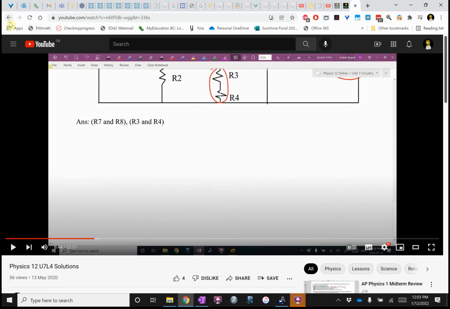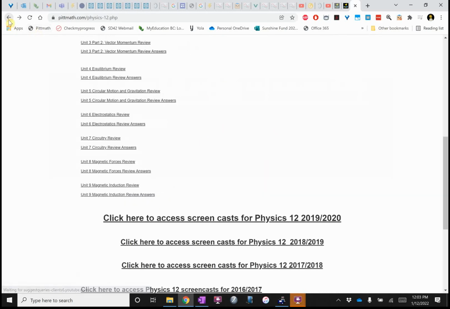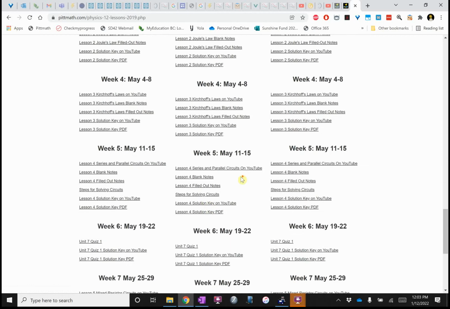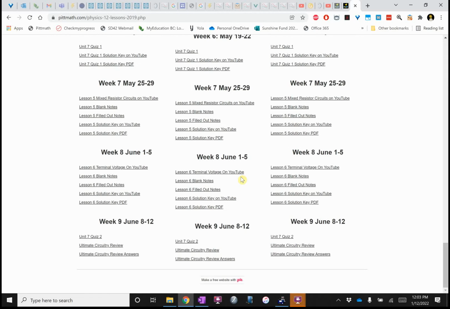So, how do you get there? Again, pitmath.com. Physics 12, click on the 2019-2020 ones. Scroll down to where it says online learning starts, and this will be all the circuitry stuff. Or if you know you're going to be away ahead of time and you want to scooch ahead, there it is. Okay.